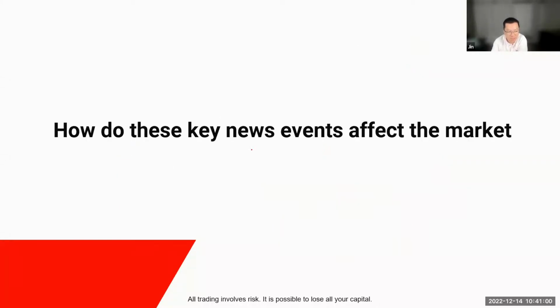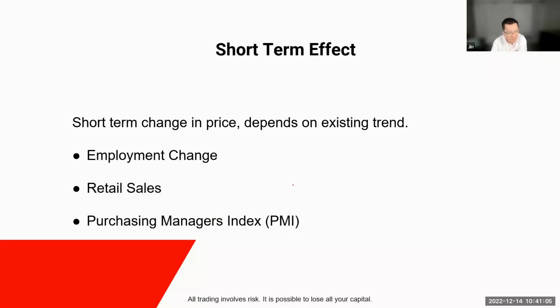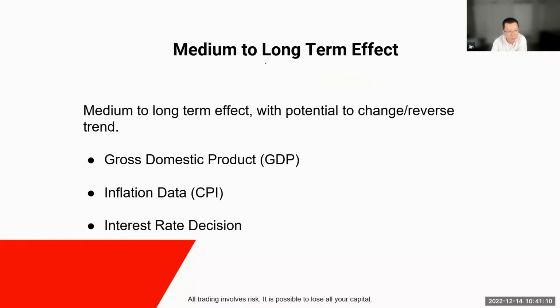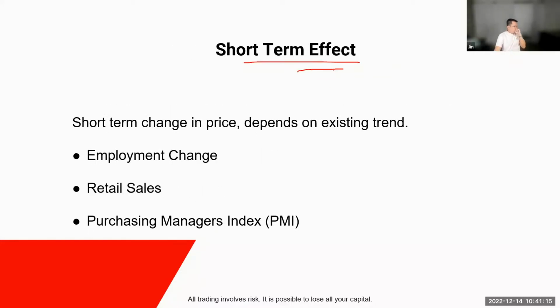So how do these key news events affect the market? Right? How do these events affect the market? There, we will split it up between short-term and long to medium-term effects. So what I mean by short-term effects is that it all depends on the existing trend or the pre-trend, right? Say, for example, employment change numbers, retail sales number, purchasing managers index. These will have short-term impact on price.